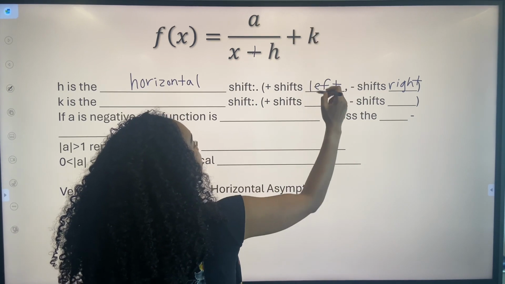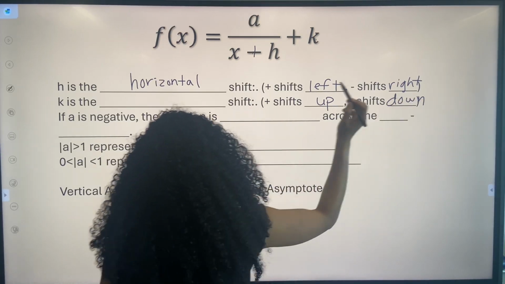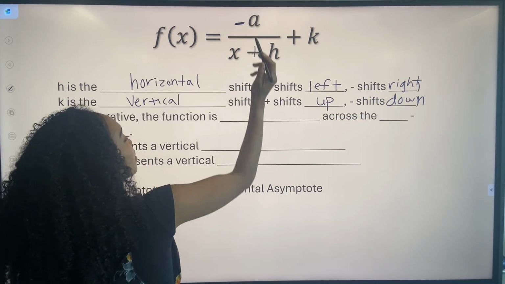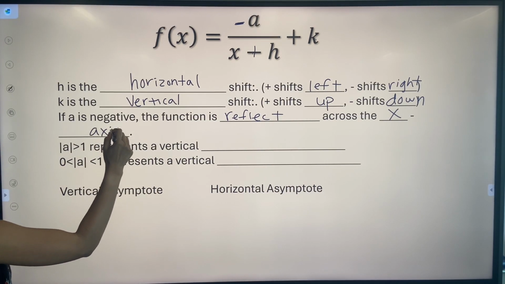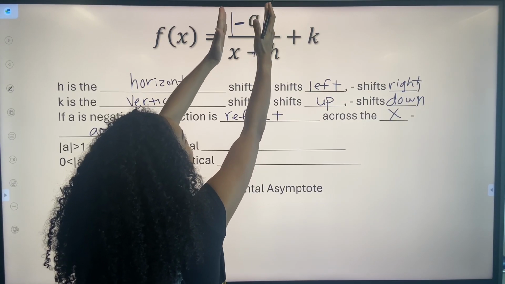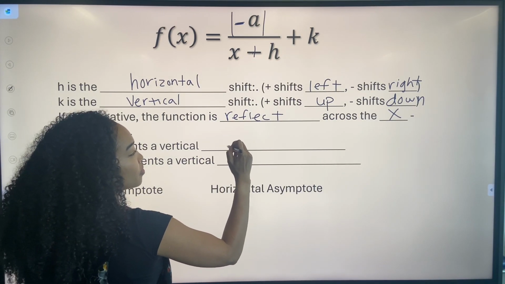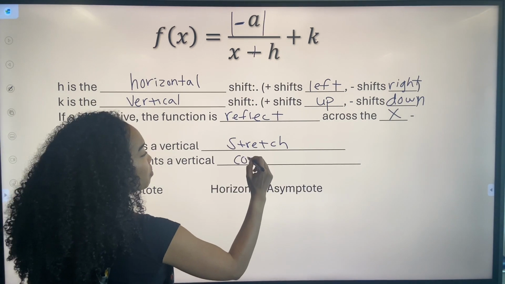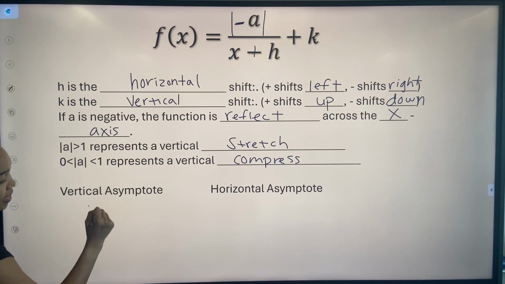Now if you have a plus K, where is it going? Up. And a minus K, where is it going? Down. Perfect. And K is the vertical shift. Now if your A is negative, that means you are going to reflect across the x-axis. And if the absolute value of A, think of it as a positive number, ignore the negative, is greater than 1, this represents a vertical stretch. And what if it's between 0 and 1? Yep, compression.